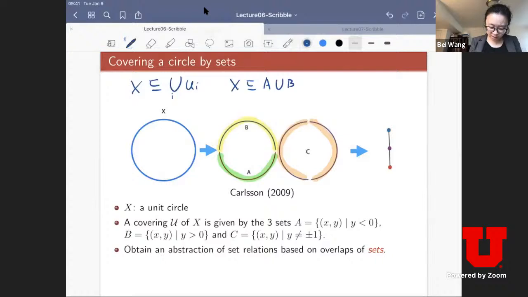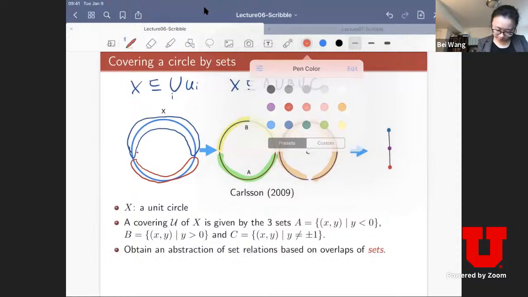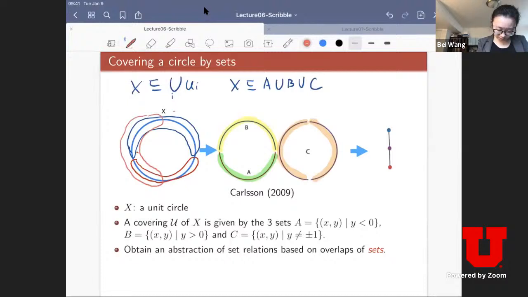And another way you think about it mentally is you can imagine my B set is roughly something looking like this. This is my B set. And this is my A set. And this is my C set. Okay. Of course, the way I drew it is kind of messy looking, but you get an idea. All right, this is a cover.